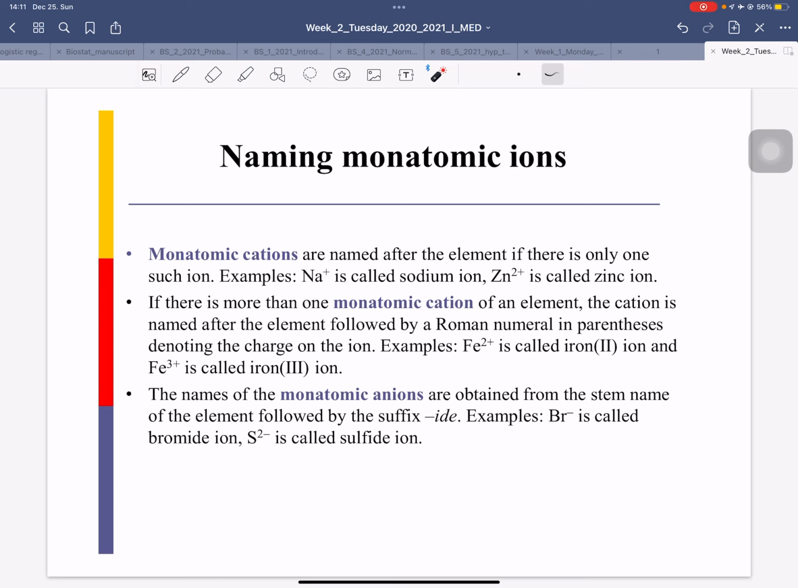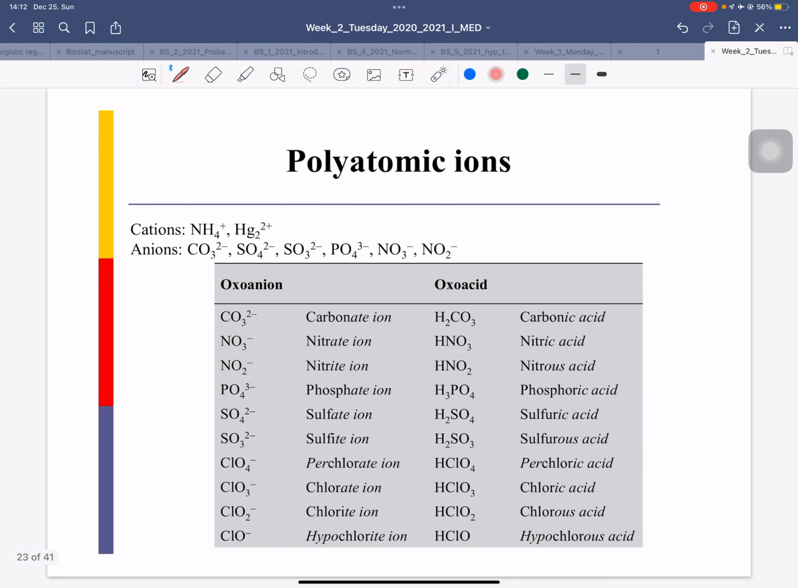But for anions, we use the stem name of the element. For chlorine, we use chlor and add ide. Bromine, bromide. It is two parts: the first part is the stem name of the element, and ide is the suffix. Bromide, chloride, iodide, and then the polyatomic ones.